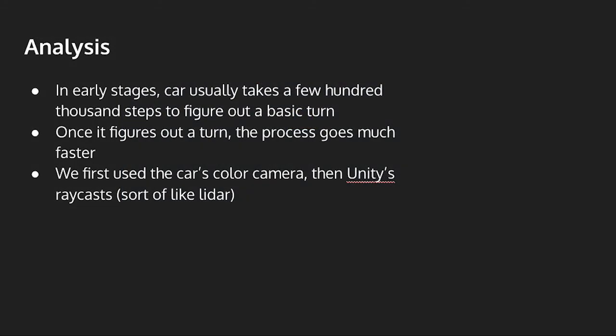At first, when training our model, it took a few 100,000 steps for the car to figure out a basic turn to go around the cone. After that, however, the car started learning much faster as it was able to generalize the steps for the other cones. We used the car's color camera at first, but realized that training took too long as the machine learning model had too much data to process. We switched to using raycasts, and the training process became much quicker.